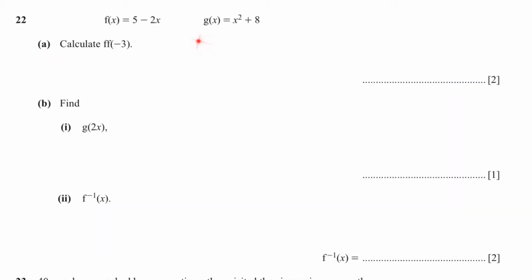Now this is a function question. We have been given f of x and g of x. And in A, we have to calculate f of f of negative 3. The first thing you do is find f of negative 3. So for f of negative 3, replace the x with negative 3. You will get the whole thing as 11. Now with this answer, again in f of x, you substitute 11 in place of x. So f of 11 is 5 minus 2 times 11, and this will give us negative 17.